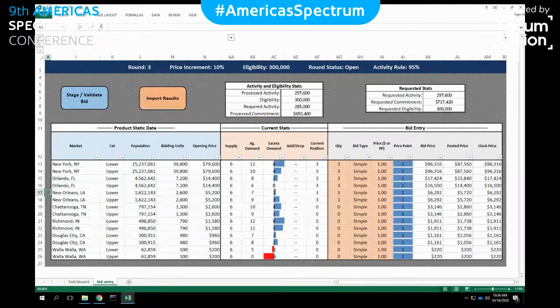Conversely, Orlando, Florida upper, which had excess demand, the posted price did not rise to the clock price because a unit of demand left, and that unit of demand left with the bidder bidding it at the previous posted price. So the clock price did not rise because excess demand left the market. So while we submitted a hold bid, our financial exposure actually changed in a way that may not have been our best guess at the start of the round. So it's just very important to understand what valuations you're expressing when giving a hold bid.